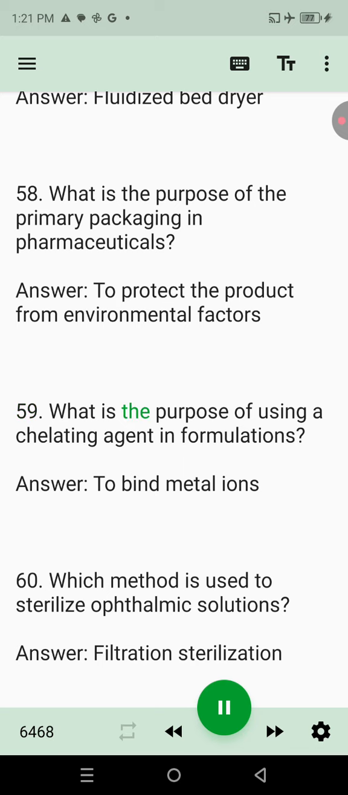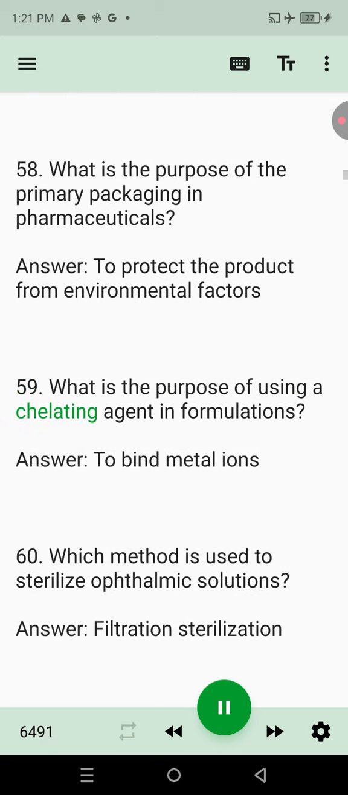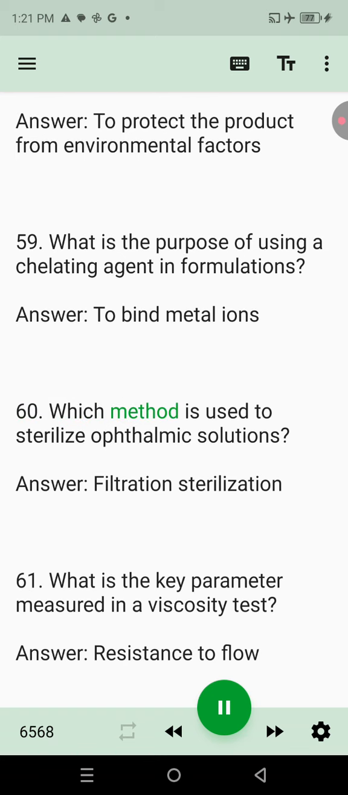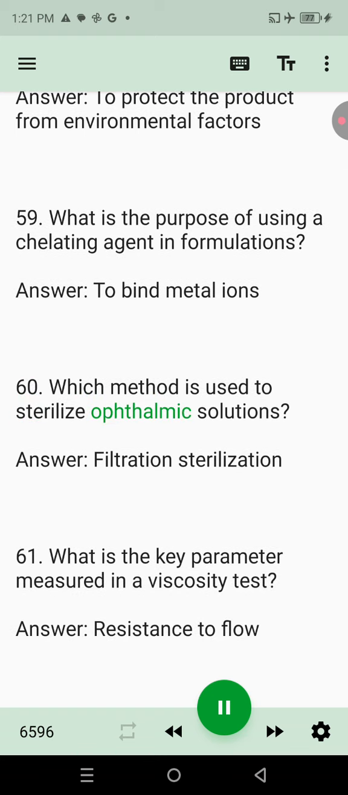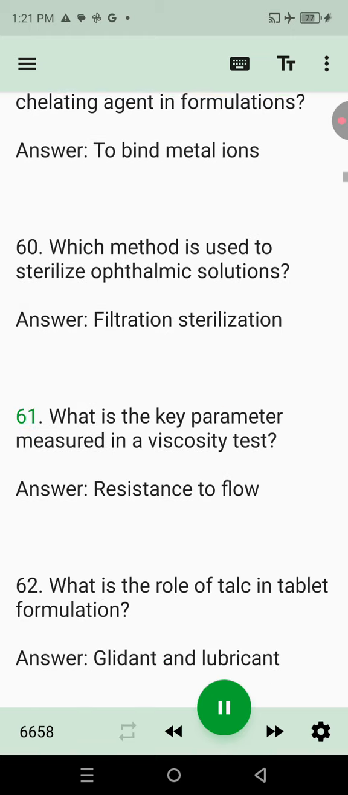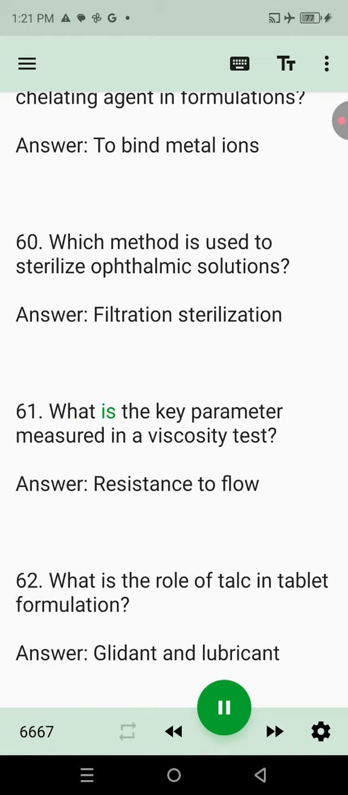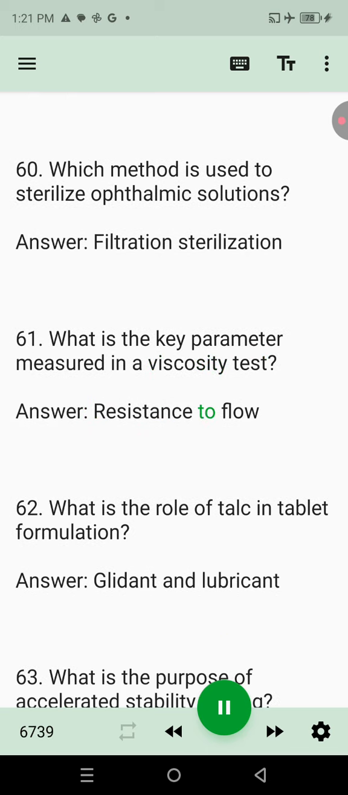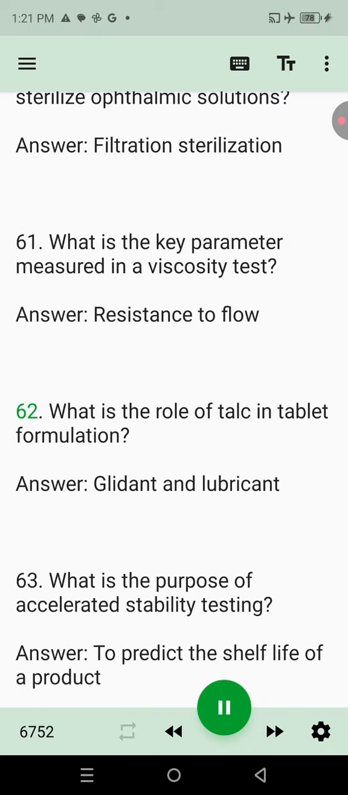59. What is the purpose of using a chelating agent in formulations? Answer: to bind metal ions. 60. Which method is used to sterilize ophthalmic solutions? Answer: filtration sterilization. 61. What is the key parameter measured in a viscosity test? Answer: resistance to flow.